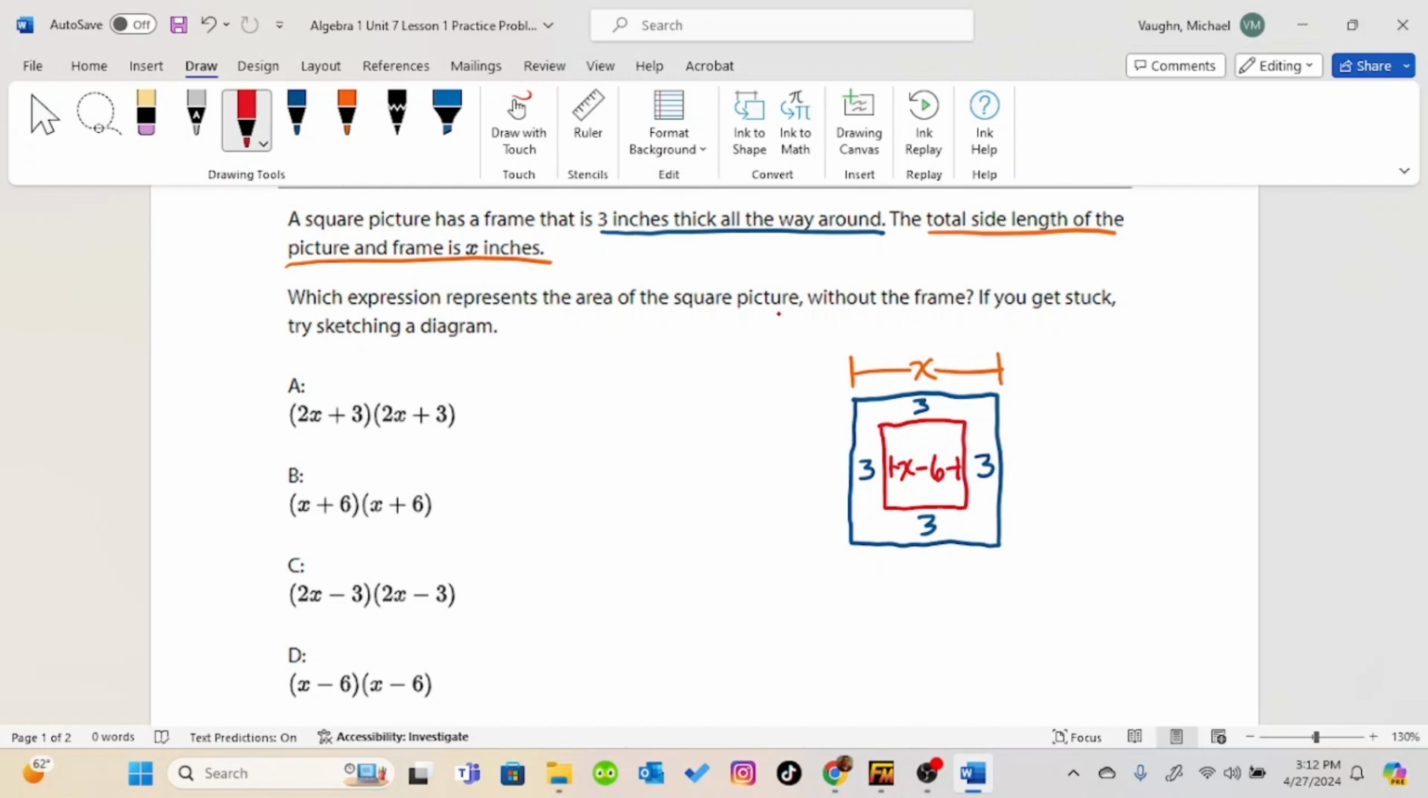So, when you are finding the area of the square, this is side length squared. So if we need to square the side length, and we just said that the side length would be X minus 6, then we would have X minus 6 times X minus 6, which matches choice D.